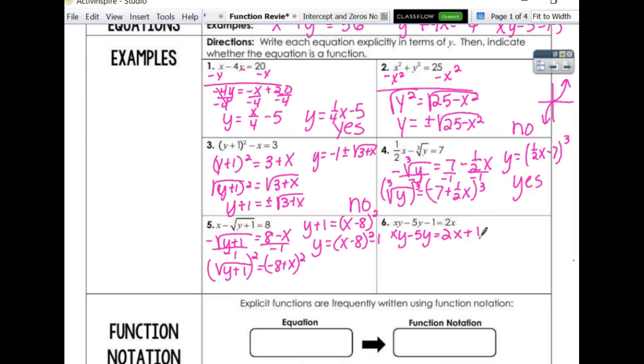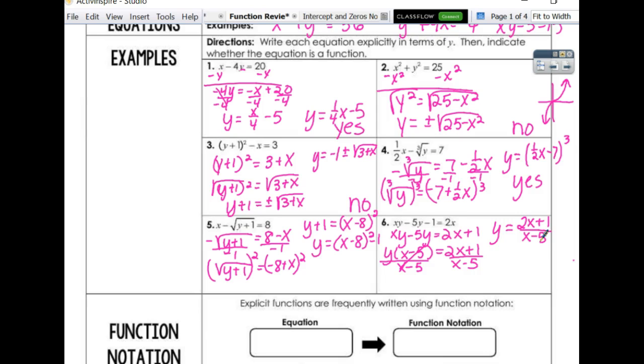Now once I do that, when I look on the left-hand side, I have xy minus 5y. What do they have in common? All right, so I'm going to factor out a y. So I have y times (x minus 5). What's the opposite of times? So I'm going to divide both sides by x minus 5. So I get 2x plus 1 over x minus 5.